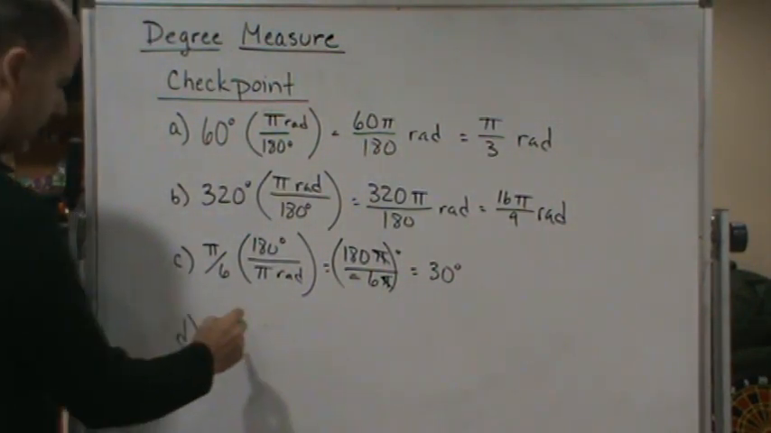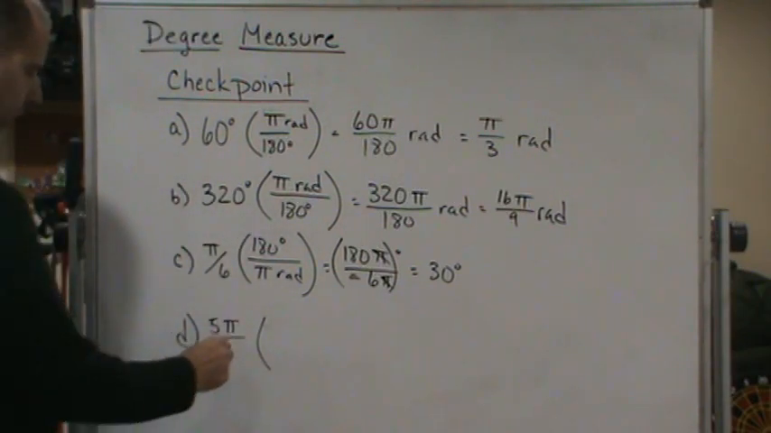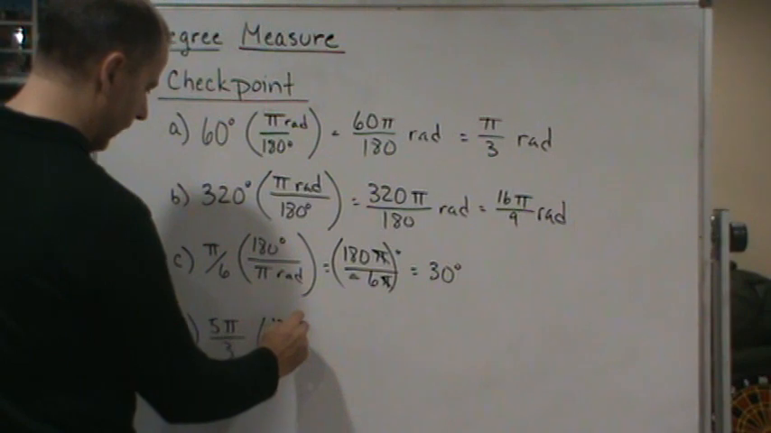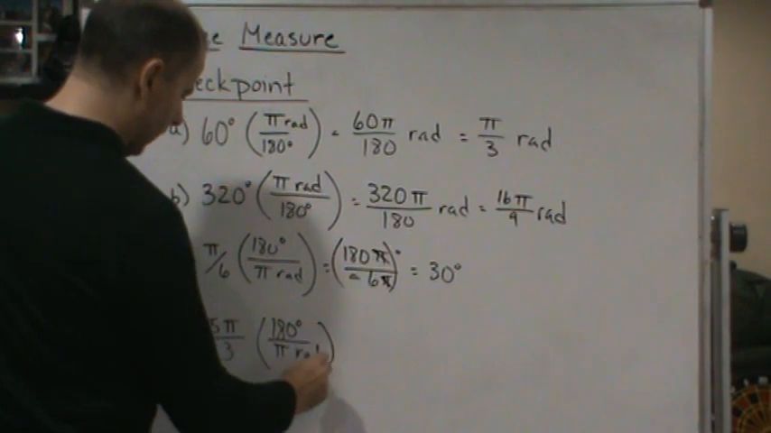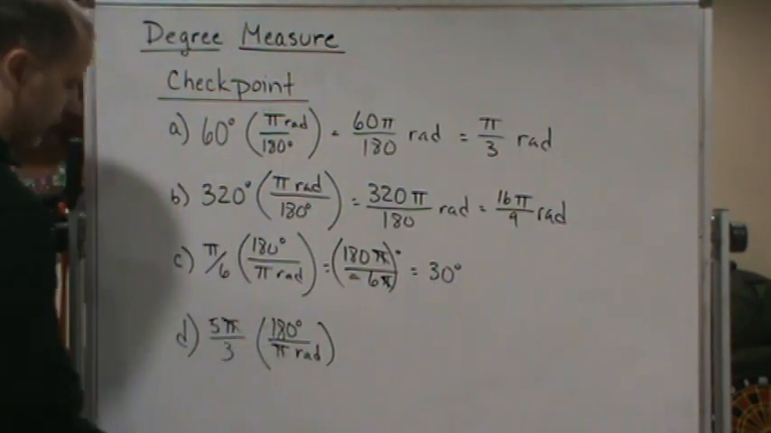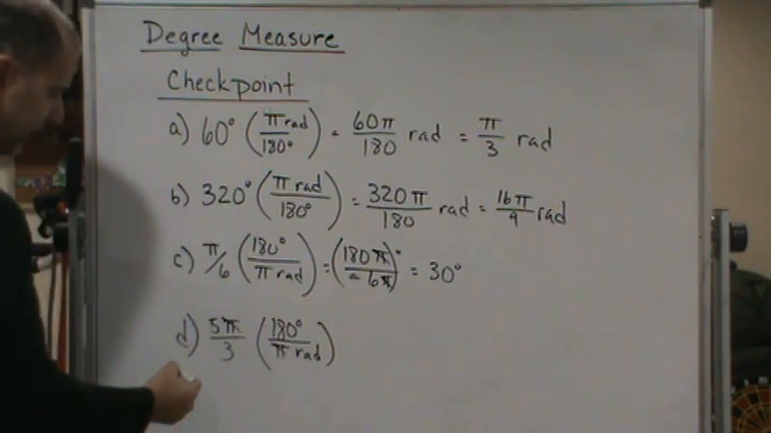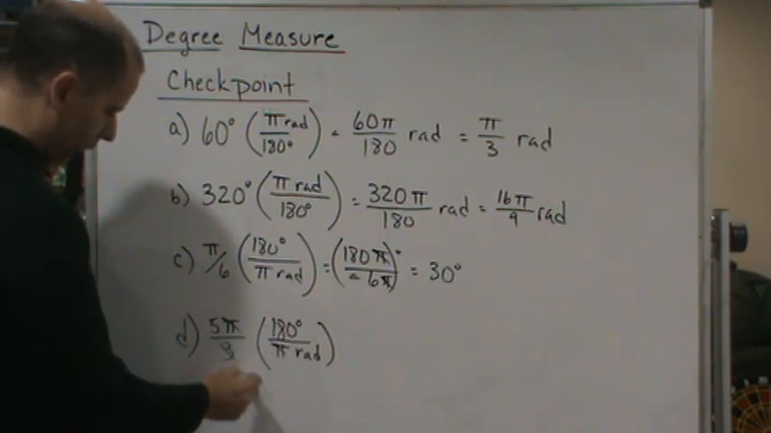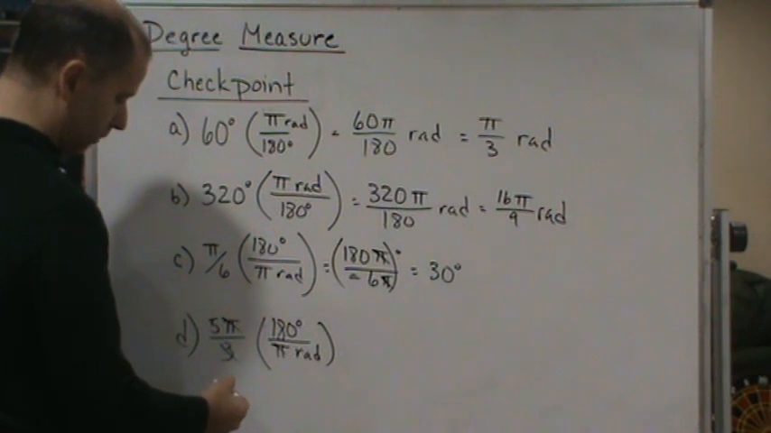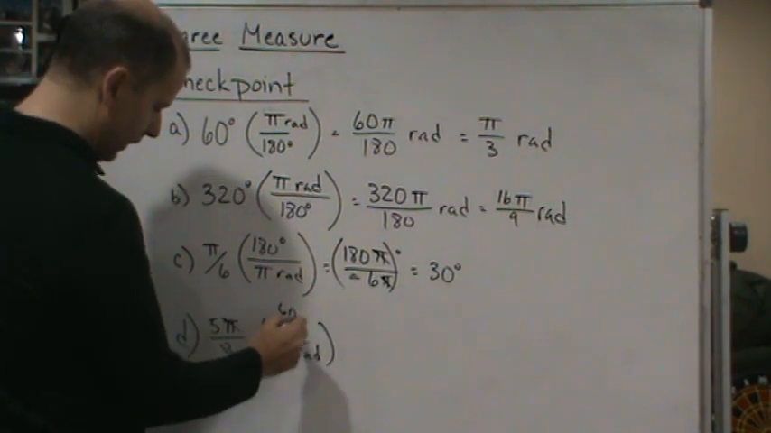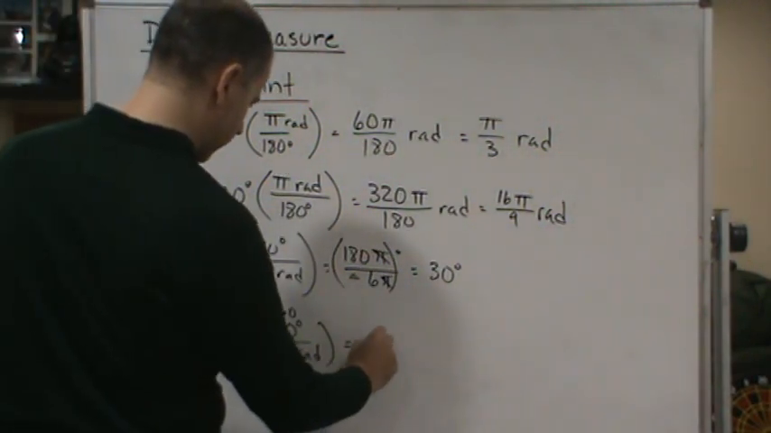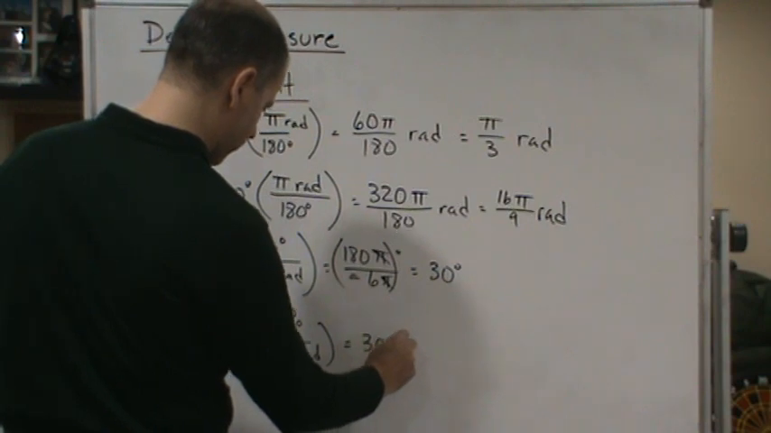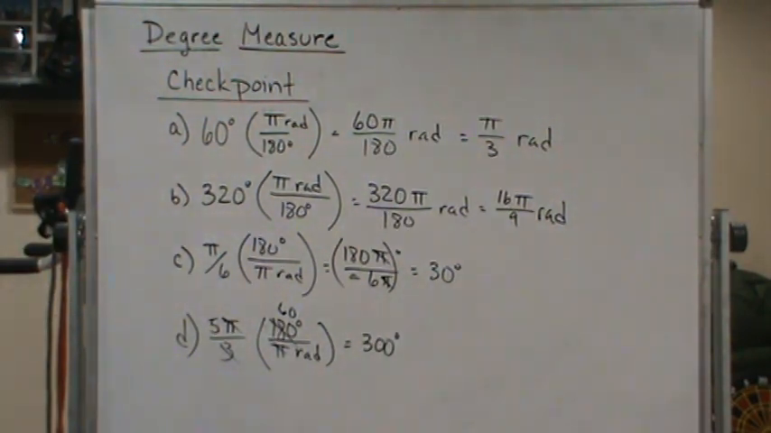Okay, now same thing for part D. We've got 5 pi over 3. Let's see what we get. Again, we're going to use 180 degrees over pi radians. Immediately you could cancel the pi's if you want to simplify here. 3 goes into 180, so this reduces to 60 degrees. And 5 times 60 is 300 degrees. And that's the answer.